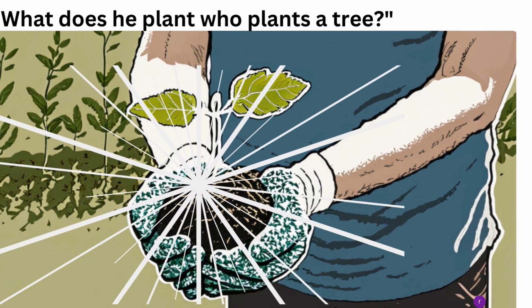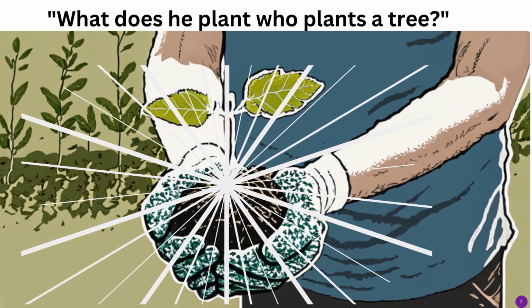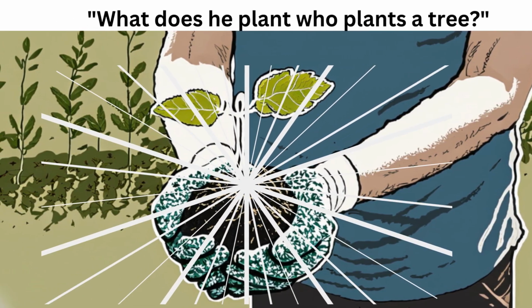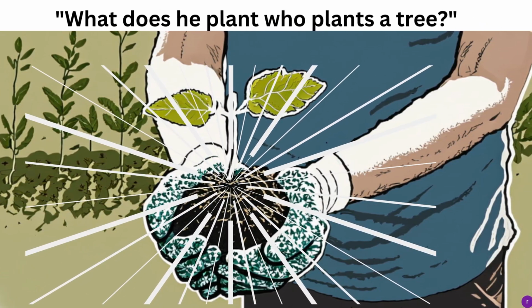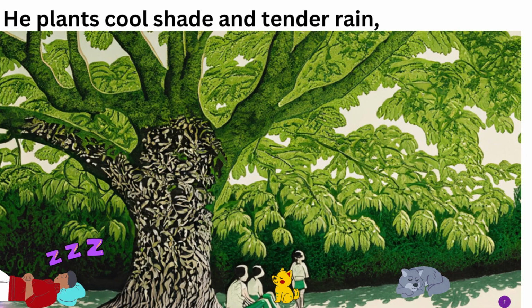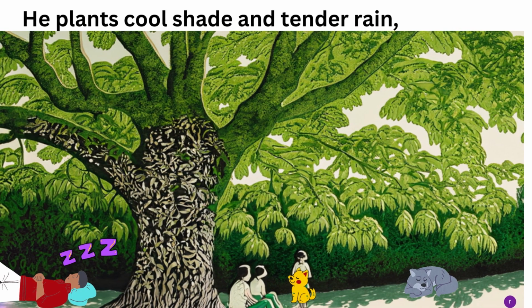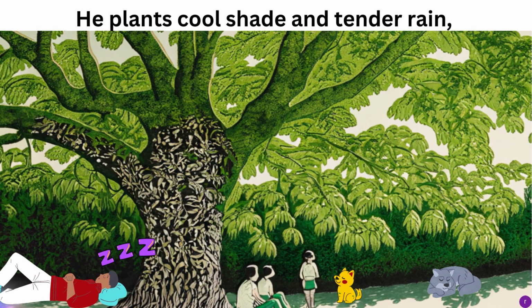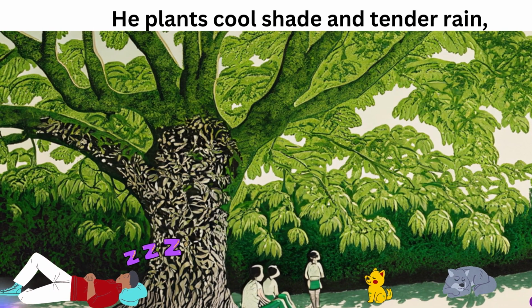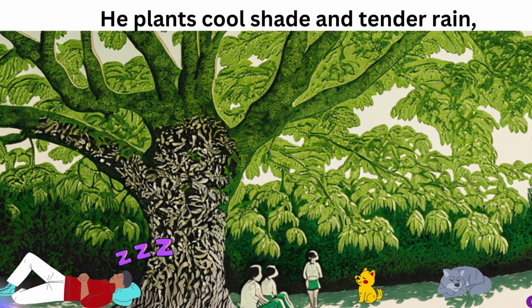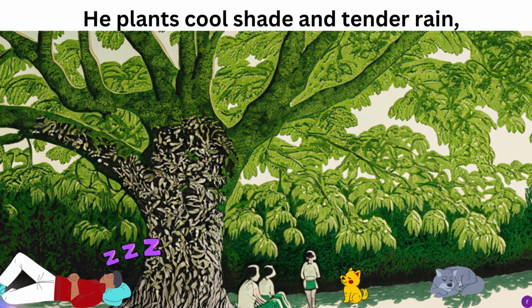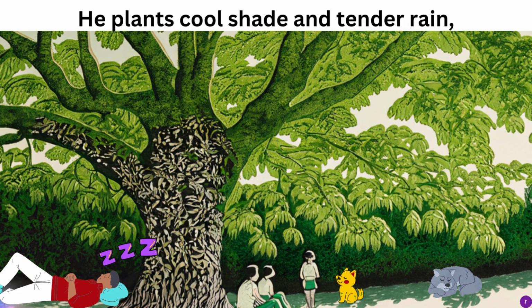So in the first line of the second stanza, the poet again asks the question, what does he plant who plants a tree? Maybe he is trying to emphasize on the importance of planting a tree, or he is trying to tell us more benefits of planting a tree. He plants cool shade and tender rain. So when someone plants a tree, they are actually sowing the seeds of future benefits. The tree will grow and provide cool shade to us, and it will offer some rest from the heat of the sun.